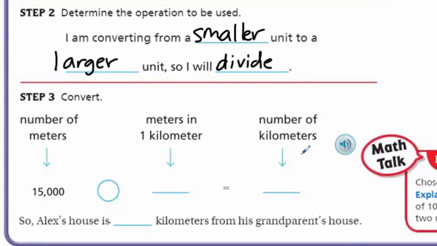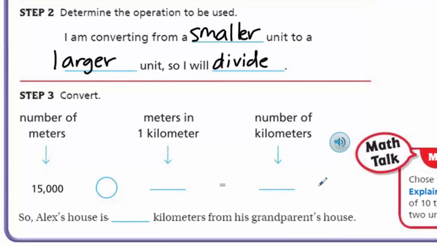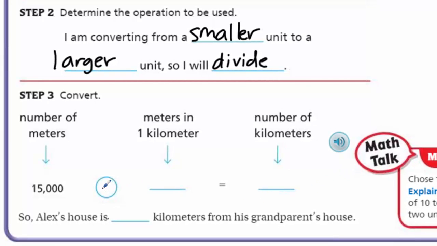Step 3, convert. Number of meters, we have 15,000. We already decided that we are going to divide, so I'll put my divide sign in there. The meters in 1 kilometer we know are 1,000. We determined that. And of course, that means the number of kilometers that we're going to have, pretty simple, right? 15. Alex's house is 15 kilometers from his grandparents' house. I know, you might be thinking, is it really that easy? And it really, really is.